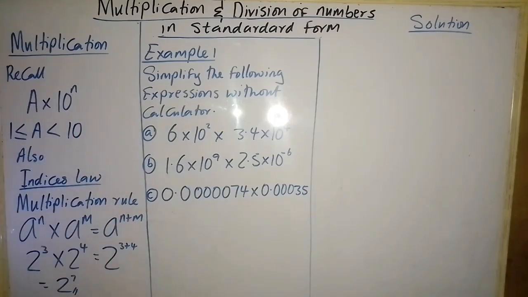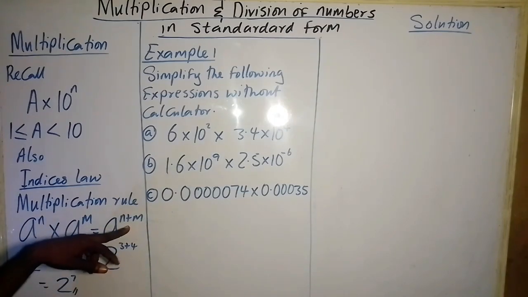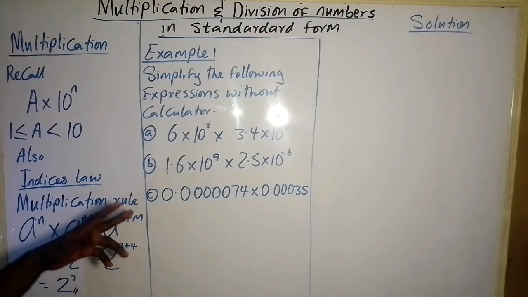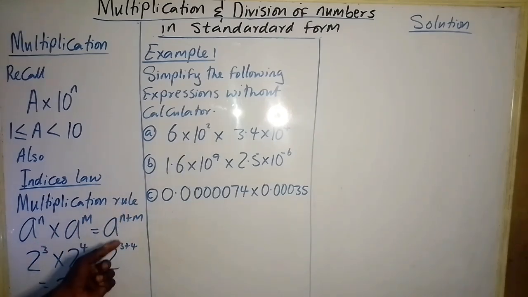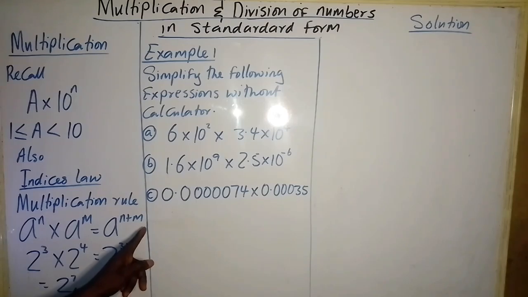Before we talk about multiplication of numbers in standard form, we need to recall a rule from the indices law. One of these indices laws says that when you are multiplying a base a raised to power n times another base a raised to power n, the multiplication changes to addition of your exponents. Since they have the same base, you add them up: n plus n.